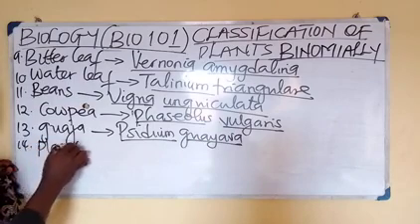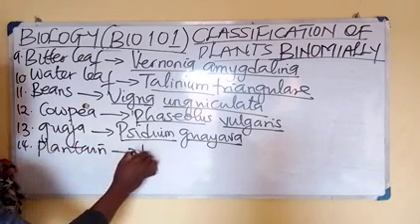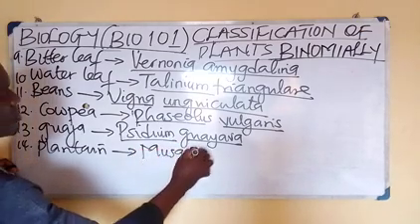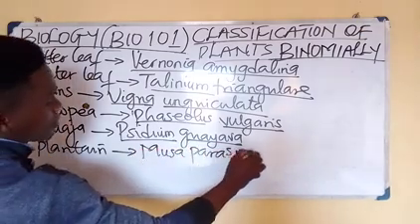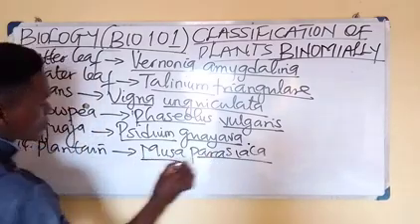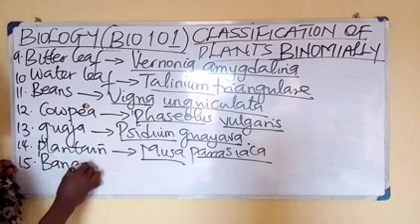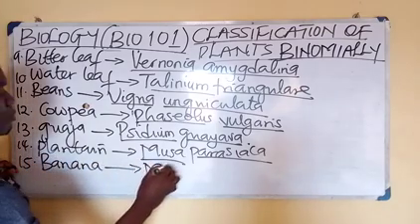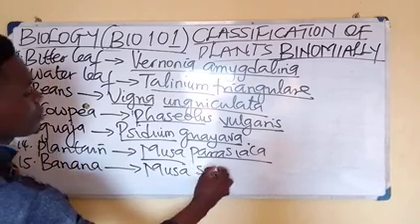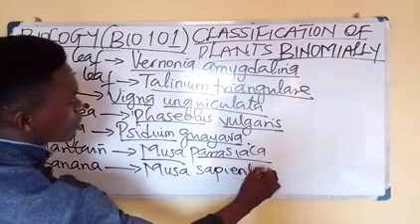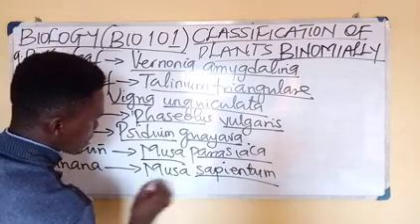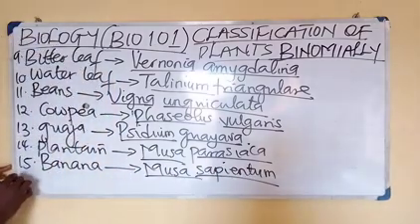These are common names now. Plantain is Musa paradisiaca. Then fifteen, banana. Banana is Musa sapientum. These are common names. You know now. Sixteen.